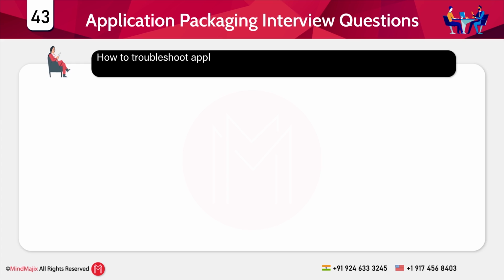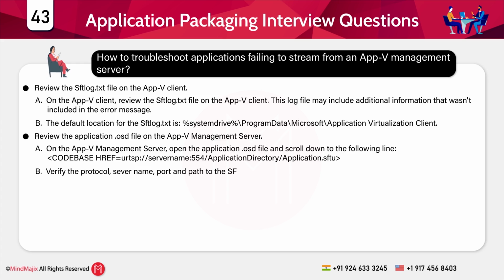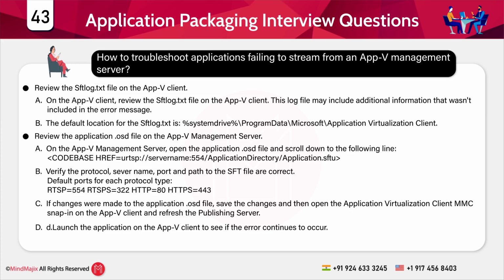How to troubleshoot applications failing to stream from an App-V management server. First of all, we have to review the sftlog.txt file on the App-V client. This log may include additional information that was not included in the error message. The default location of sftlog.txt is the system drive, ProgramData, Microsoft, Application Virtualization Client. So we have to go to this location and open the sftlog.txt, and we will come to know why it was not streaming.